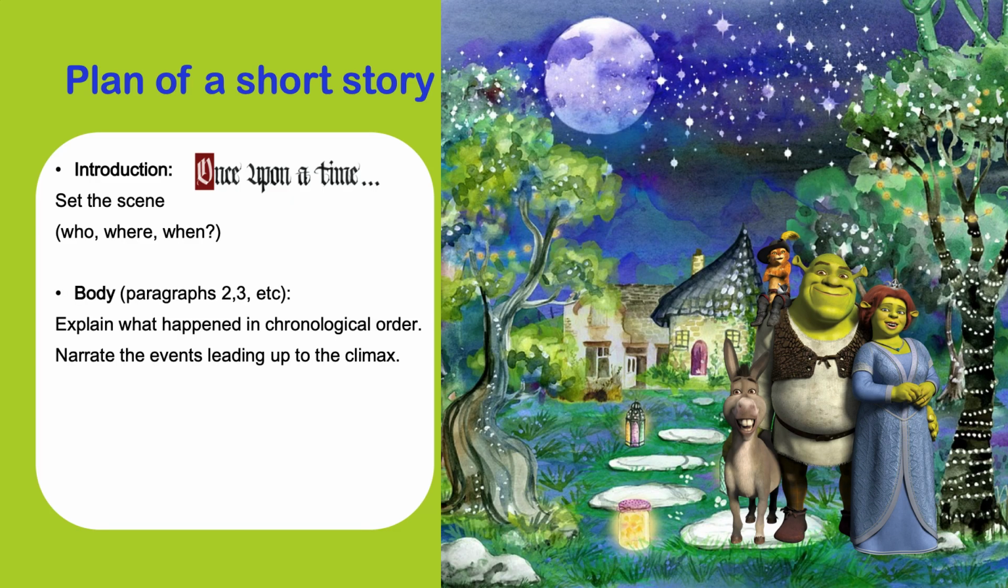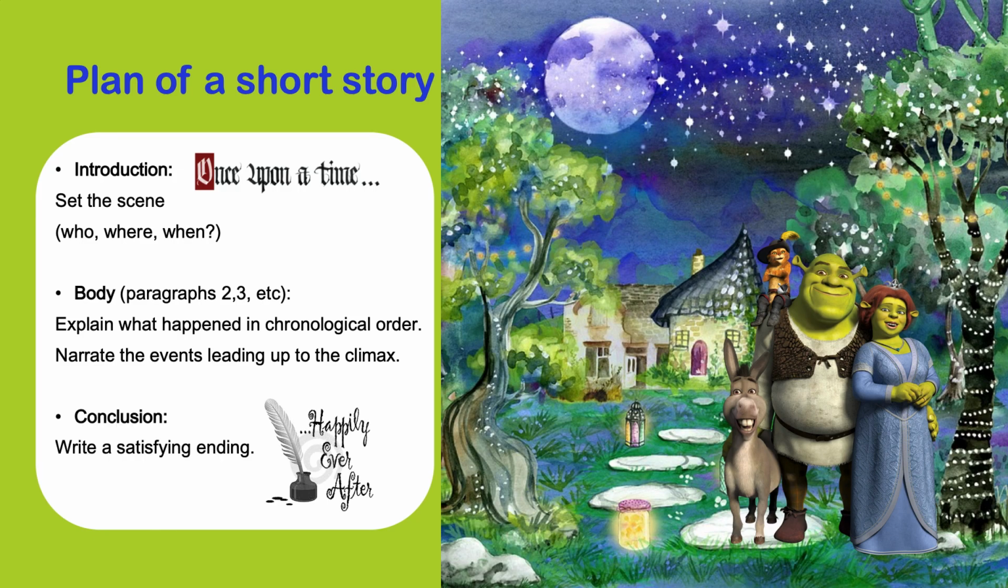In the main body, use different paragraphs to explain what happened in chronological order. Give details of what happened. Narrate the events leading up to the climax. The climax is the peak of the action. In the conclusion, say what happened in the end. Write a satisfying ending. It can be a happy ending or an unhappy ending, anything you want.